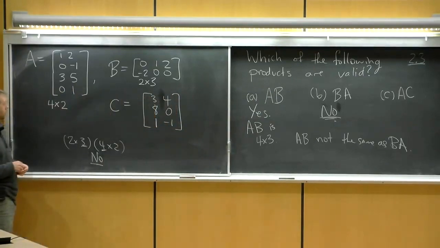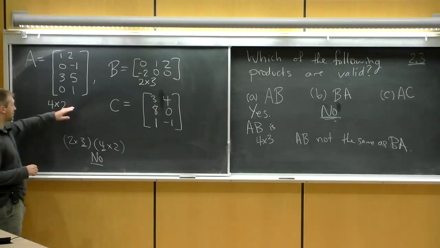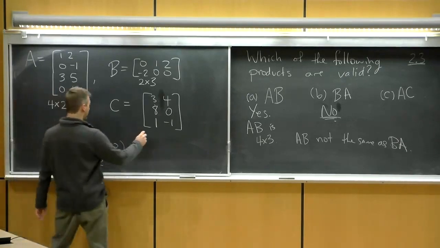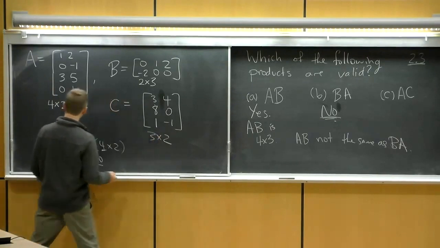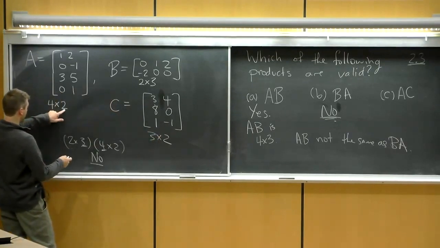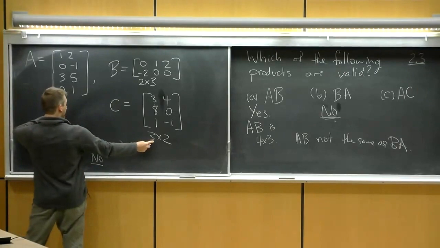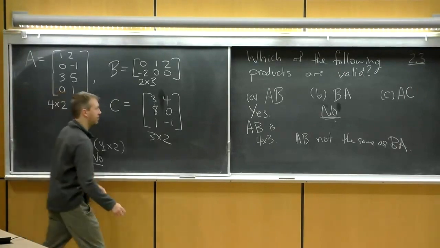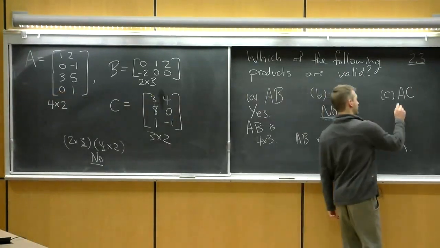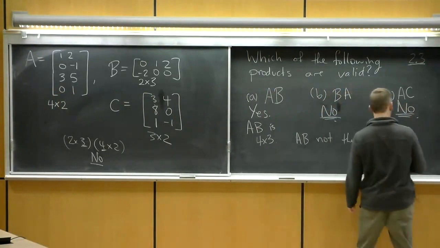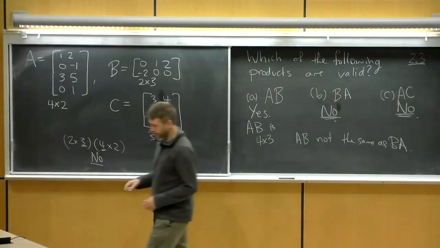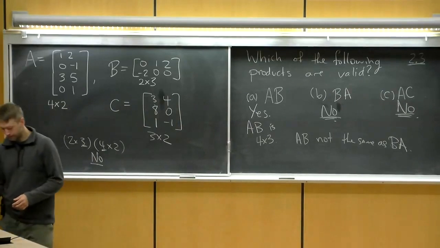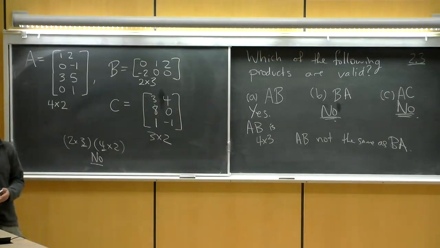Am I allowed to do A times C? Thumbs up, thumbs down. Yeah, so I'm not allowed to do A times C because this is 3 by 2. This 2 is not the same as that 3, so it's not valid. Okay. Any questions about that?